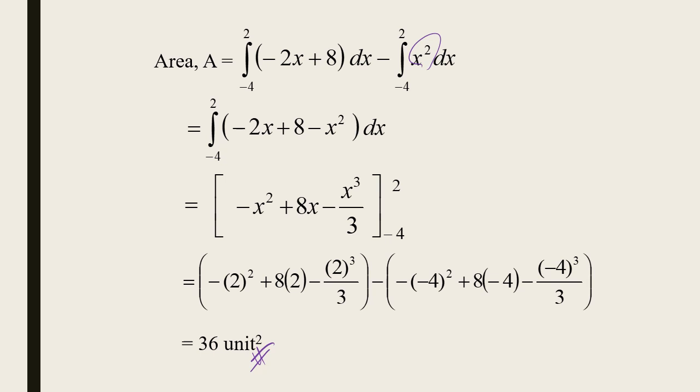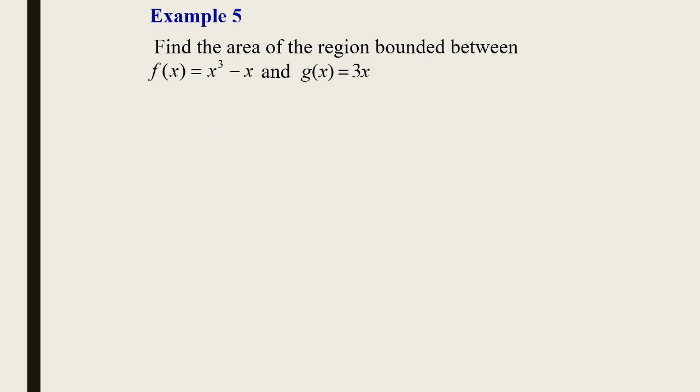So let's see the last example of this lecture. Find the area of the region bounded between f(x) equal to x cubed minus x, and g(x) equal to 3x. So this is a cubic function. This is a linear. Okay, so first of all, we need to sketch the cubic, right? So how to sketch a cubic function?